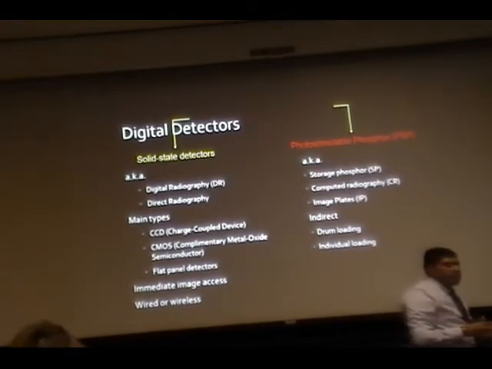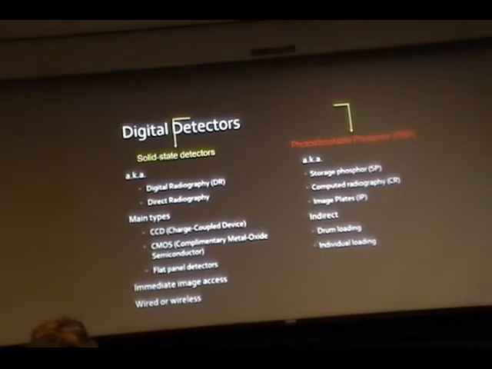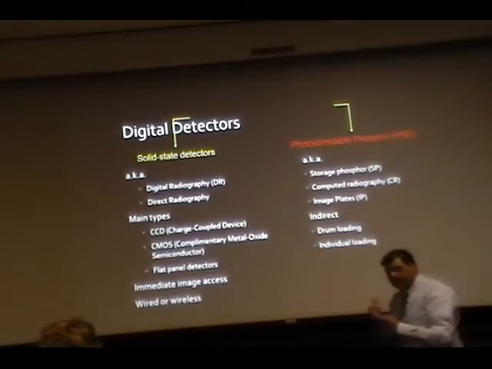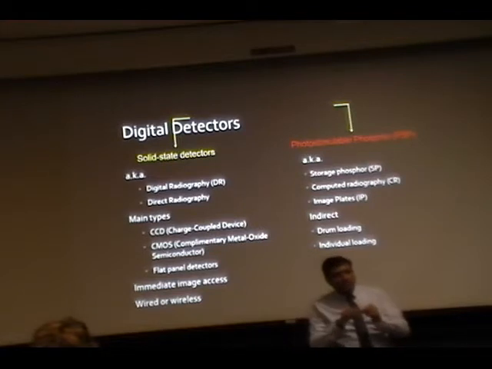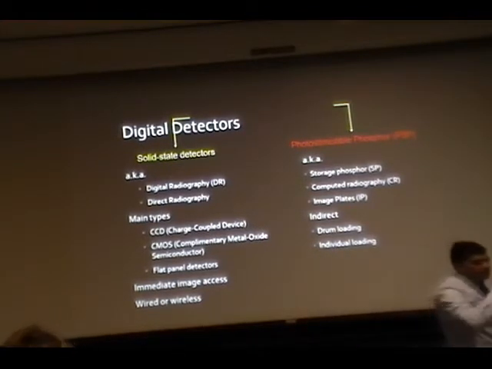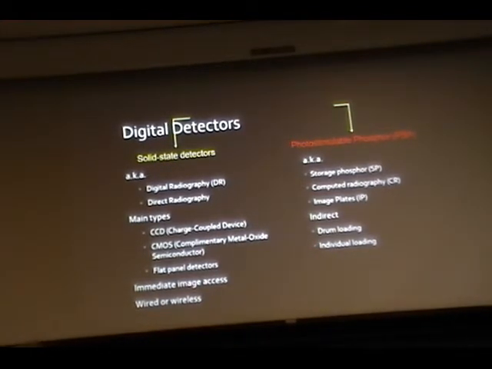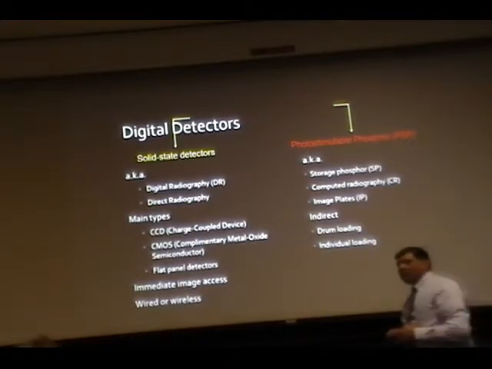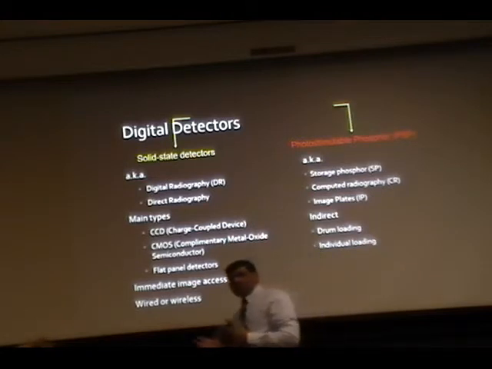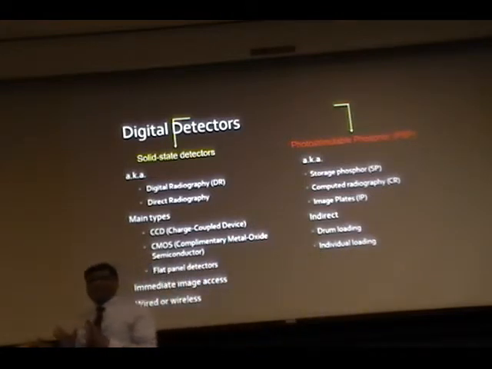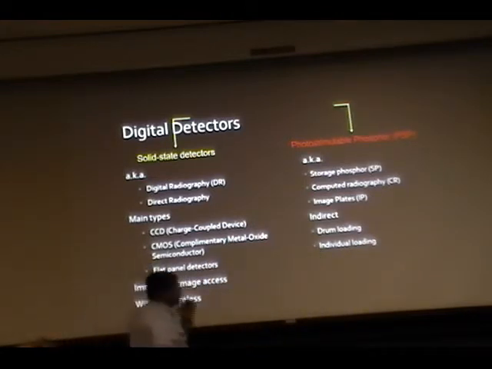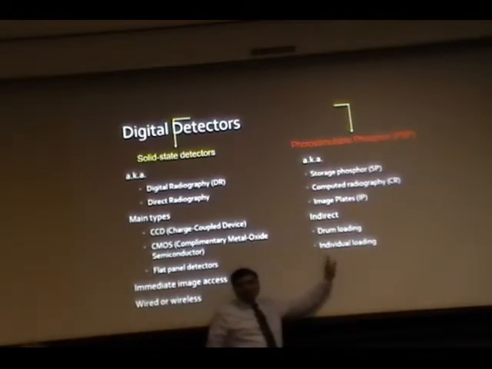Indirect is you expose radiation to that sensor and you have to put it in the scanner, and then the scanner will work through its process, and there is a 3-minute delay. It will be popping up on your screens or monitors. So that's the indirect. An example of indirect is phosphor plates.